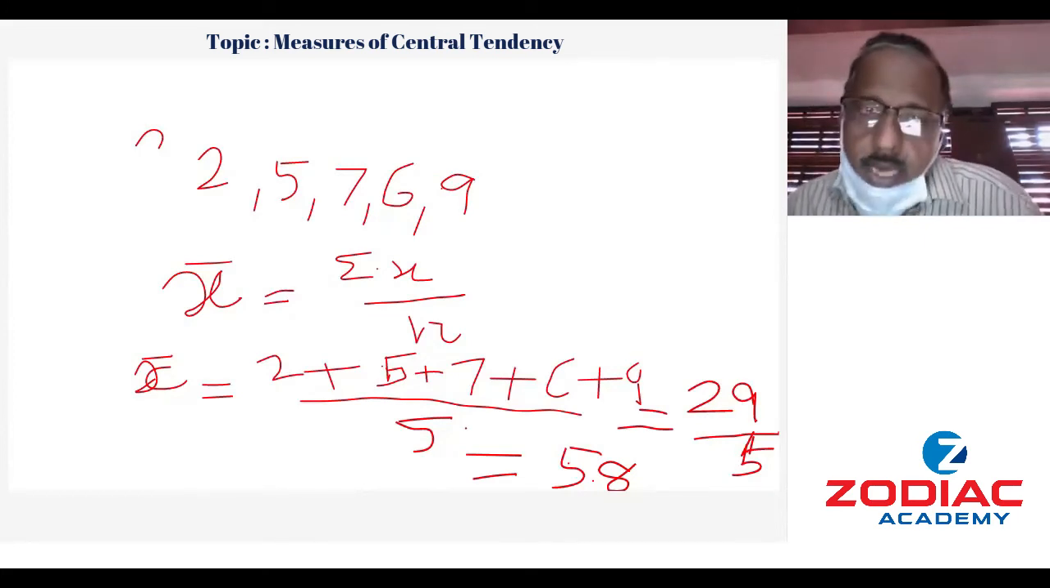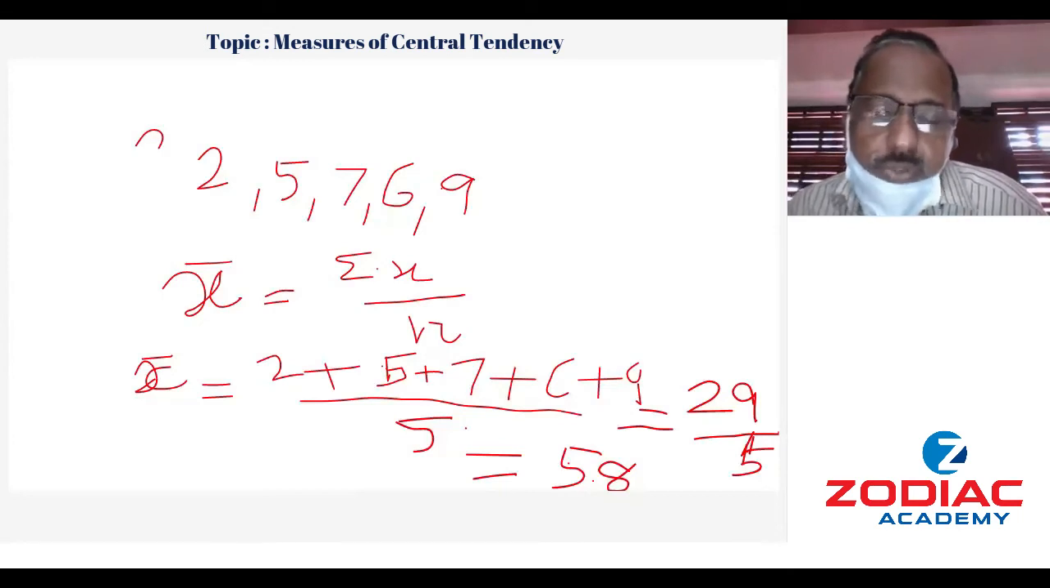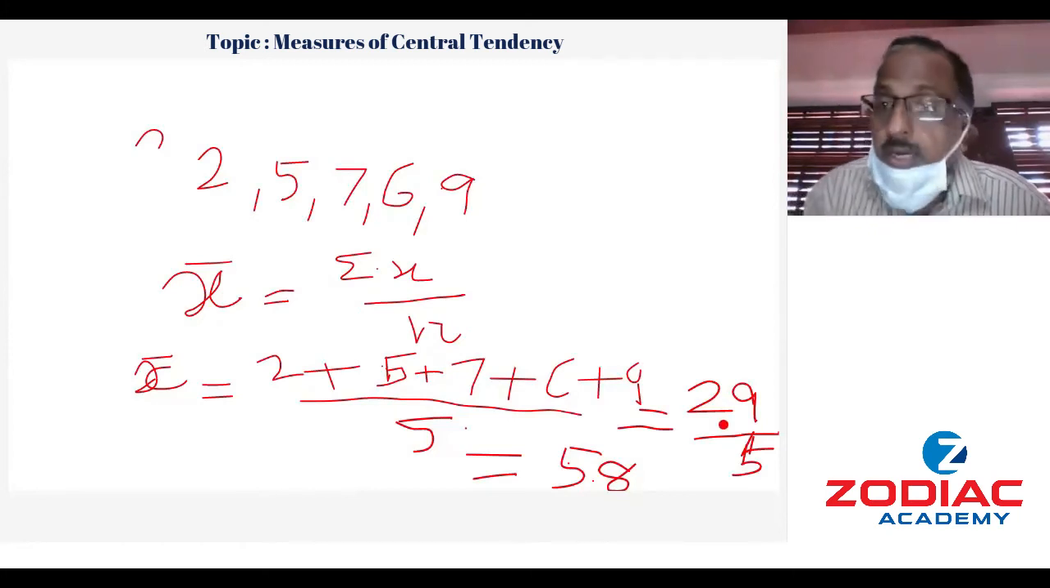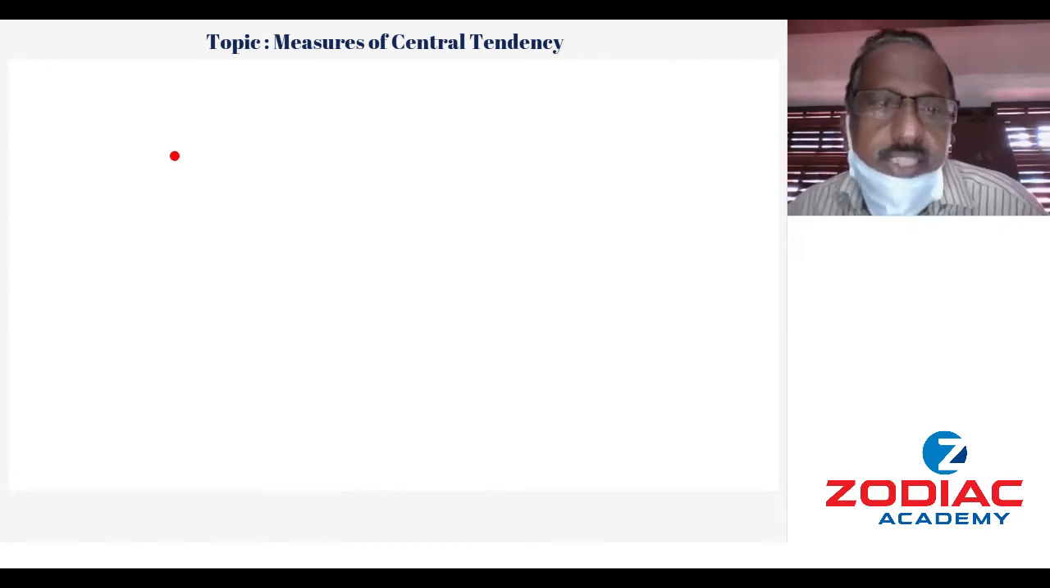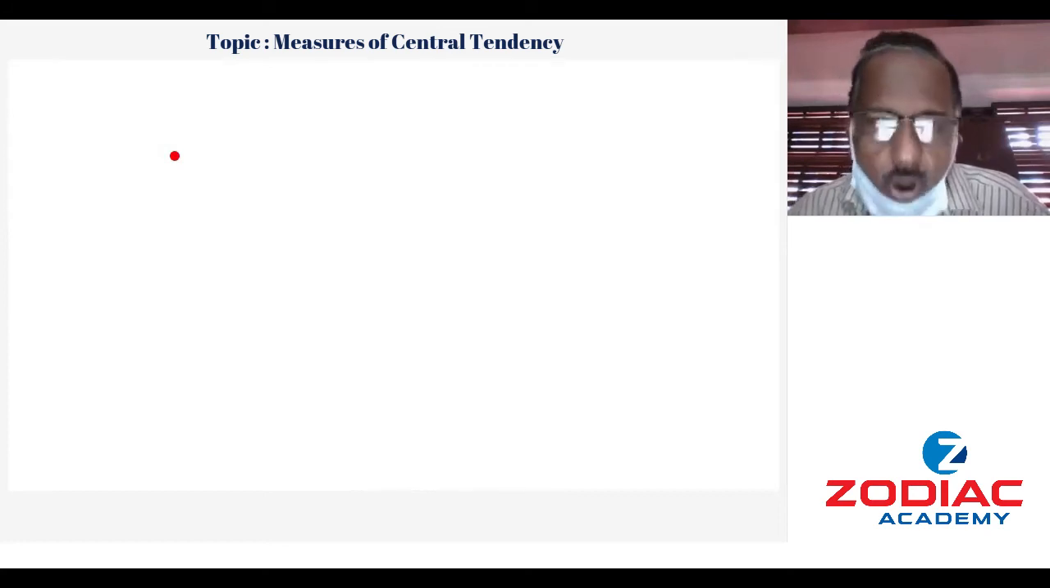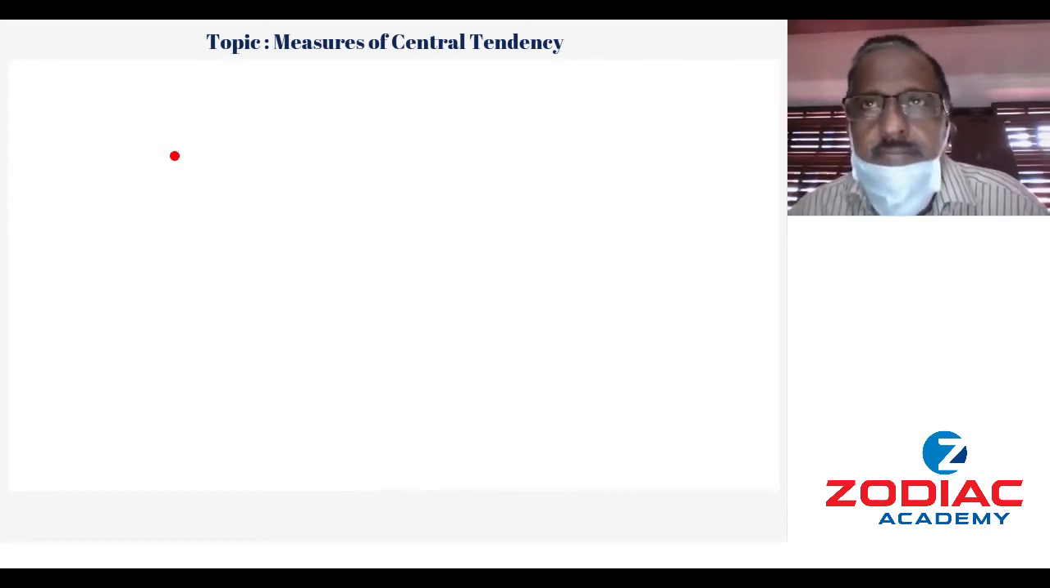Similarly, the arithmetic mean can be classified into 3 different cases. Case 1 is individual series. Case 2, discrete series. In the case of discrete series, the observations are given and the corresponding frequencies are given. That is a speciality of the discrete case.